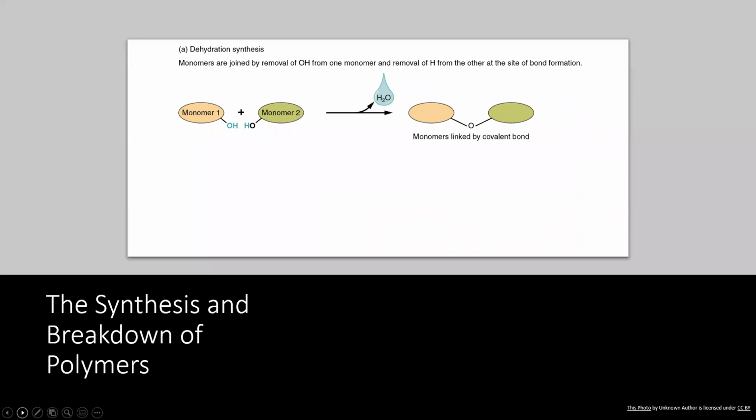Now, what we're going to be talking about in this particular video is how those long chains are made. The process of making these long chains is called dehydration synthesis. Dehydration, that term probably rings a bell for you. Whenever you think about somebody being dehydrated, it means that they don't have water. So in dehydration synthesis, we are losing water, a molecule of water, H2O.